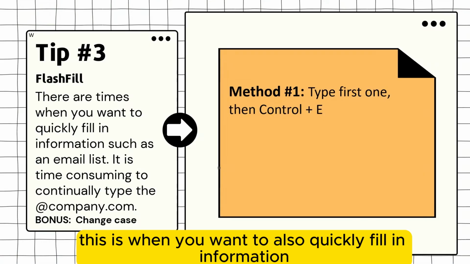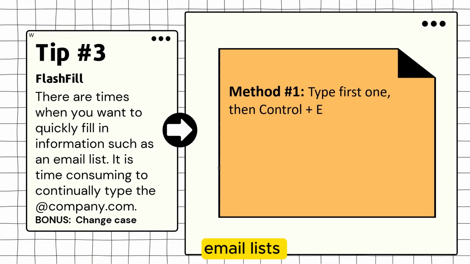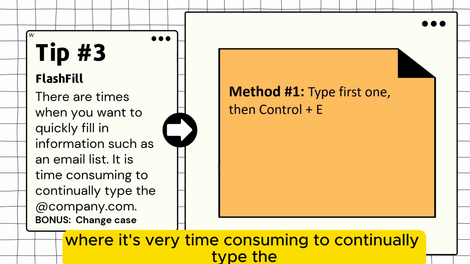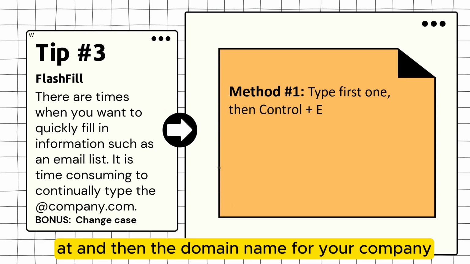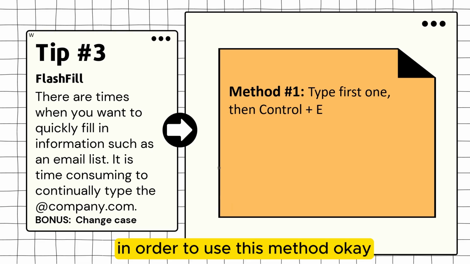So what is FlashFill? This is when you want to also quickly fill in information, but it's particularly useful for things like email lists, where it's very time consuming to continually type the @ and then the domain name for your company. So we are going to use the shortcut key Control E in order to use this method.